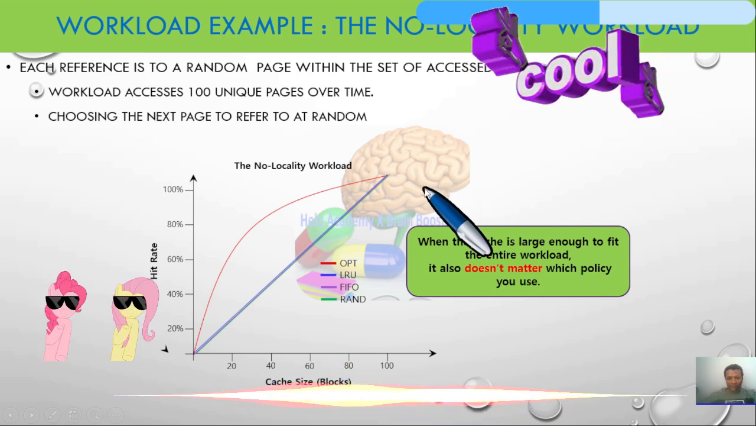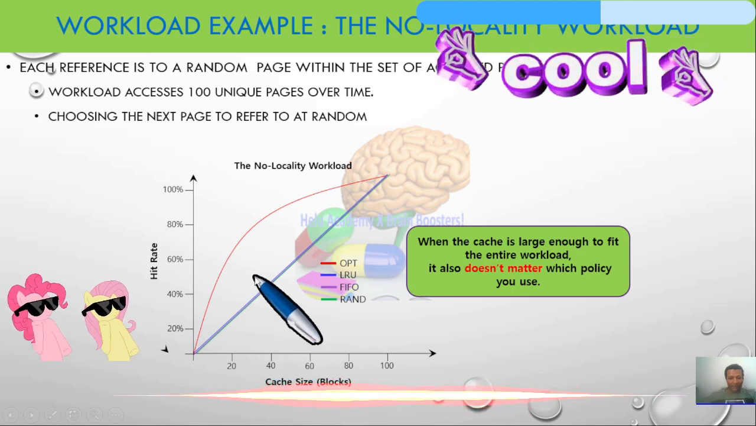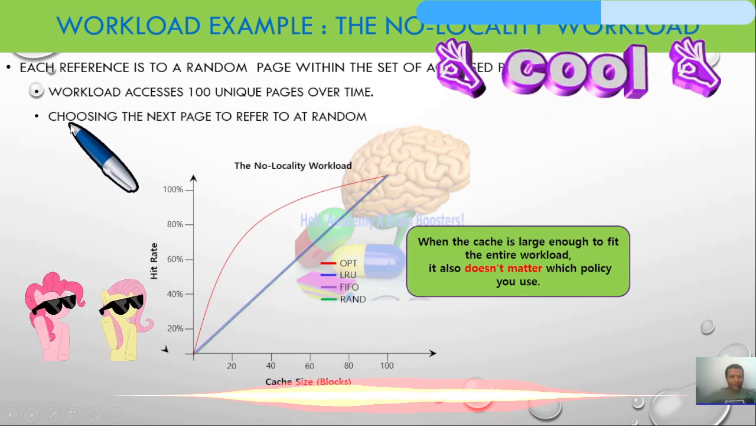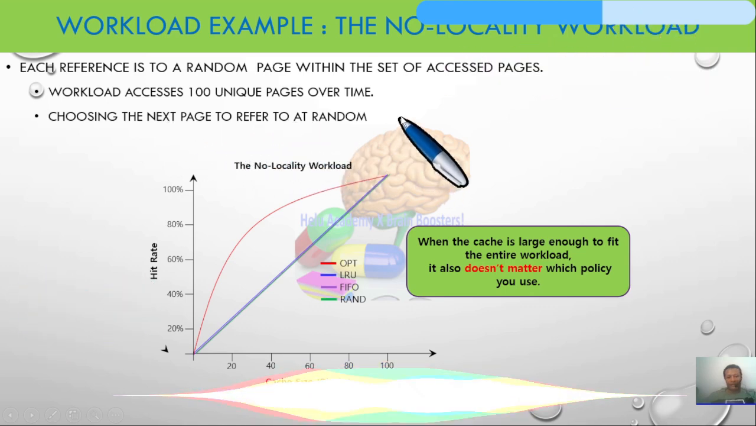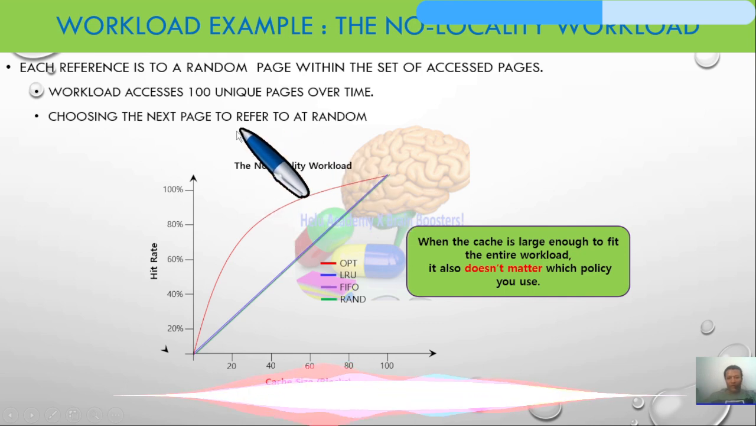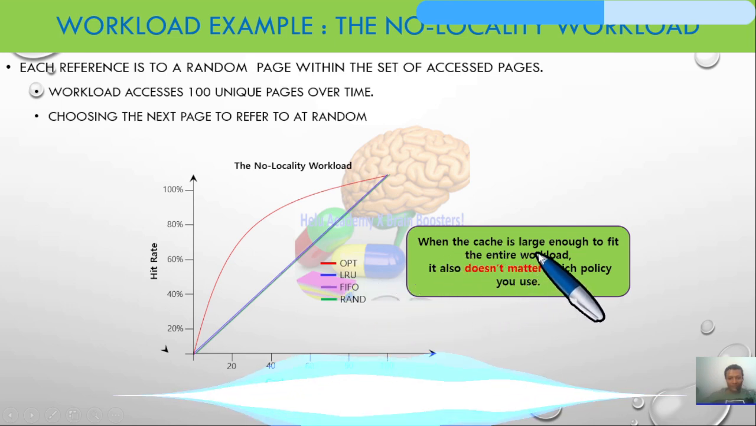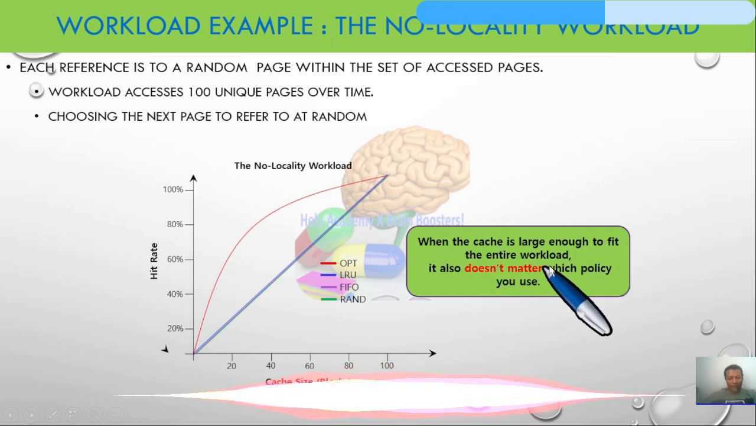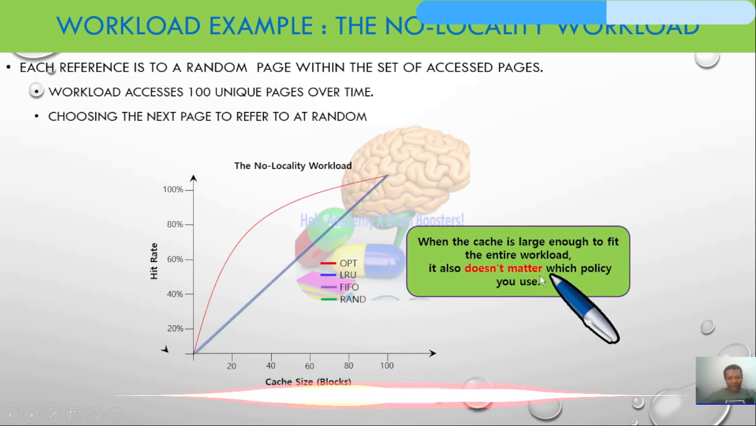Now the no-locality workload: each reference is to a random page within the set of accessed pages, and the workload accesses 100 unique pages over time, choosing the next page to refer to at random. In the no-locality workload, as you can see, we have optimal, least recently used, FIFO, and random. When the cache is large enough to fit the entire workload, it doesn't matter which policy you use, because if the cache is large enough, all of them work well.